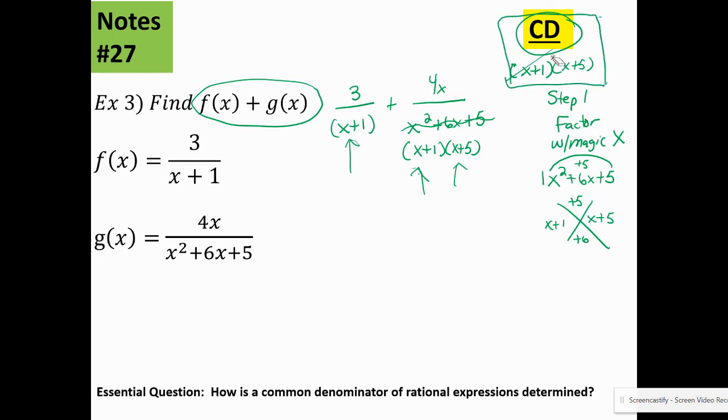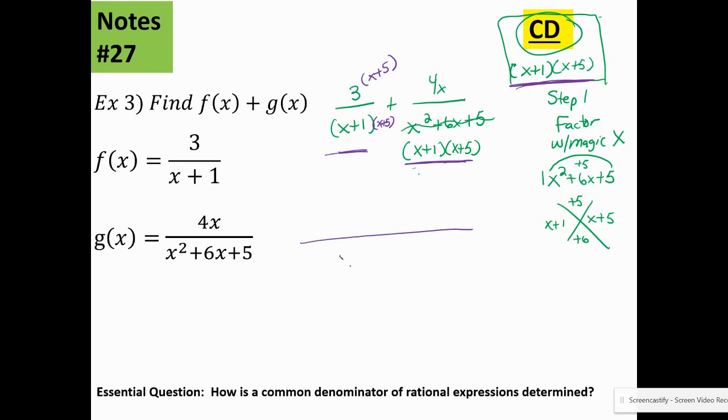And now I'm going to multiply by what's missing. Okay. Let me erase this one. So the one that has something missing is on the left, right? So this fraction has everything that's in the CD, but this one is missing the x plus 5. So I'm going to put x plus 5 on the top and the bottom. And then I'm going to get started. My common denominator goes in my final answer. And now I do the top.